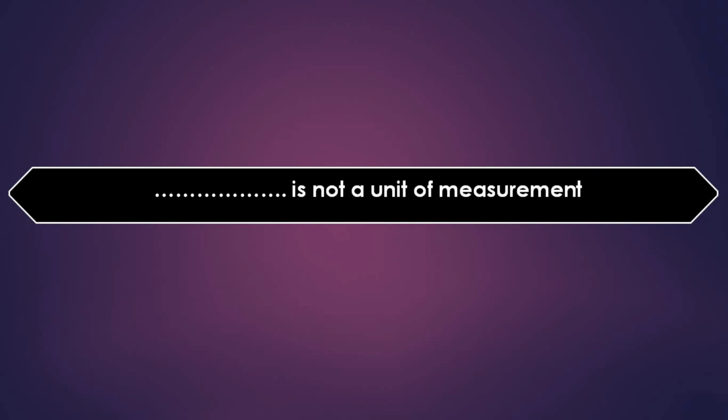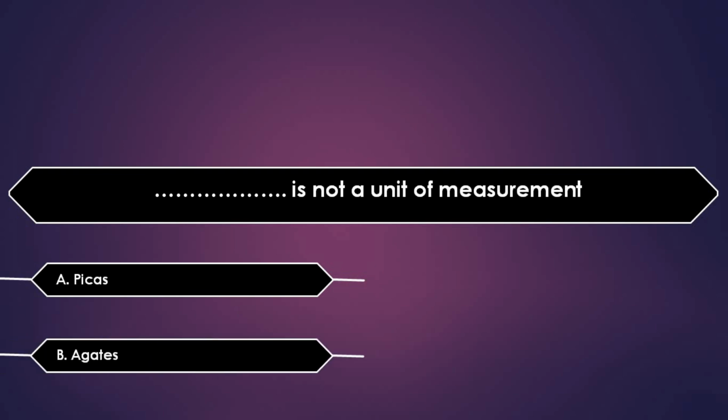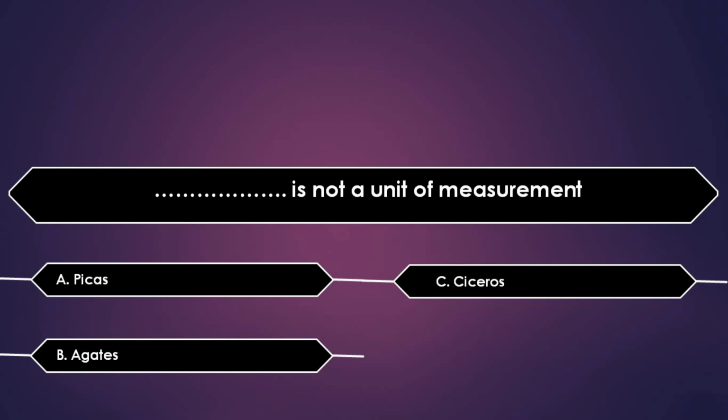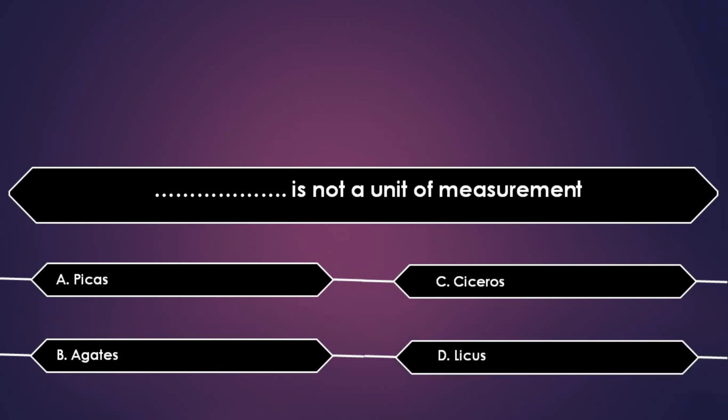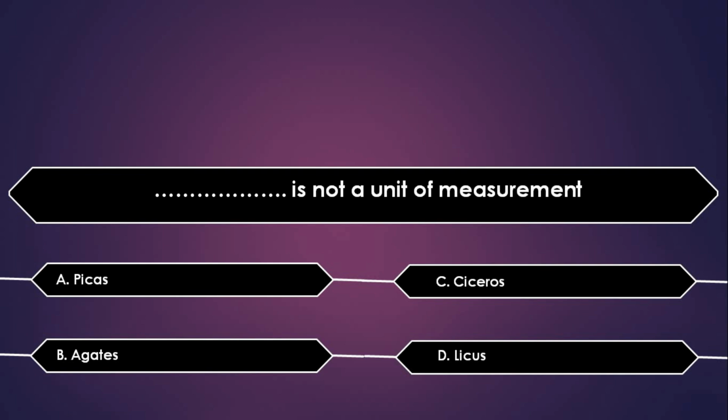Next question. Dash is not a unit of measurement. A. Picas, B. Agates, C. Ciceros, and D. Lycus. Which among these is not a unit of measure? The right answer is Lycus.